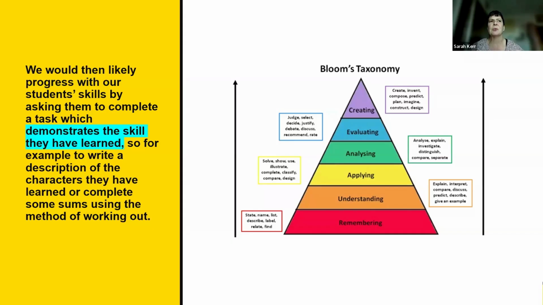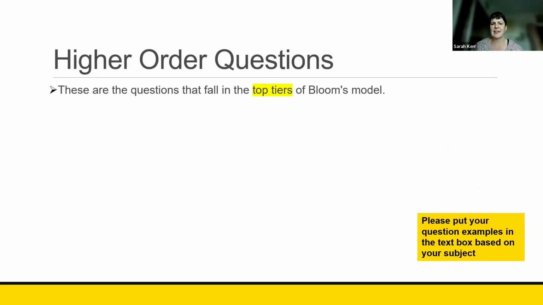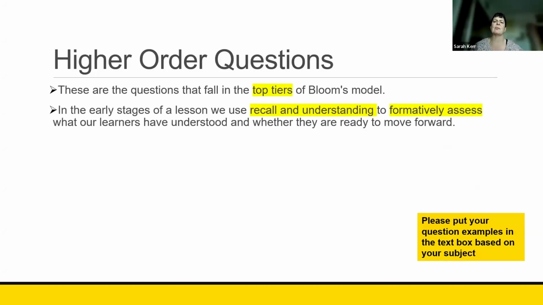And then I would ask some more questions to maybe my more advanced students, the higher attainers in the room, and that would be where I'd be moving to the top levels of Bloom's taxonomy, where I'm asking them to consider writer's effects, for example, why certain choices have been made. And that brings us on to higher order questions. As I said, they fall into the top tiers of the model.